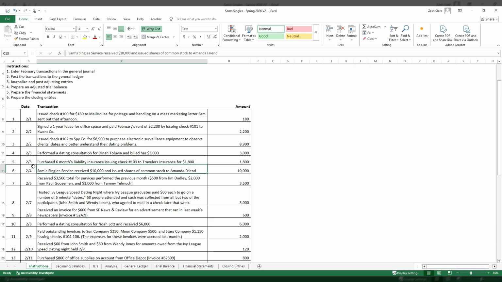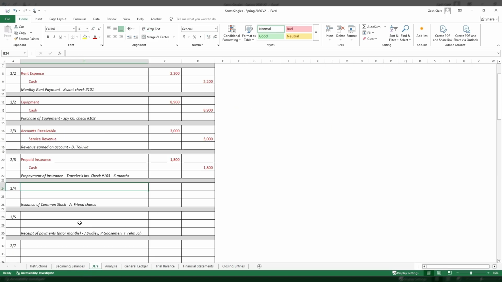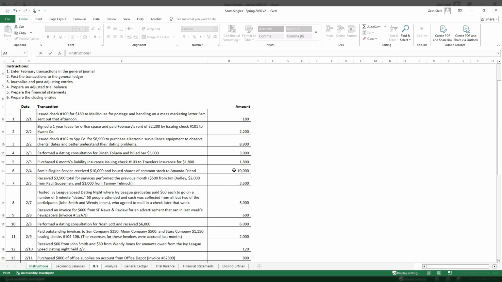Okay, on February 4th, we received $10,000 and issued shares of common stock. So this is us receiving cash, or the business, I should say, receiving cash of $10,000.